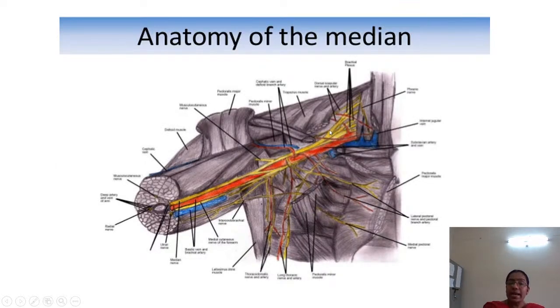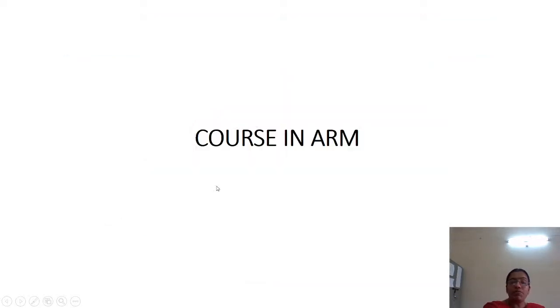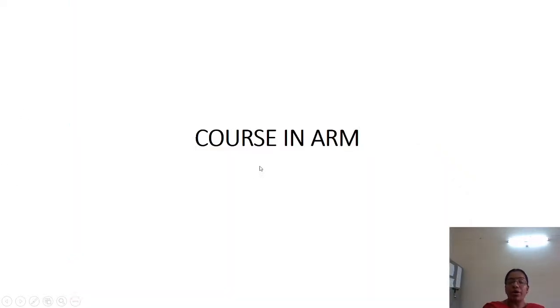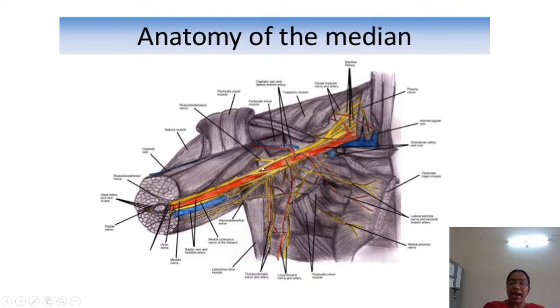So this is the lateral root of the brachial plexus, and this is the medial root. The lateral root and the medial root both join to form the median nerve. So that is the formation of the median nerve: the lateral root from the lateral cord, the medial root from the medial cord. Both join and form the median nerve.